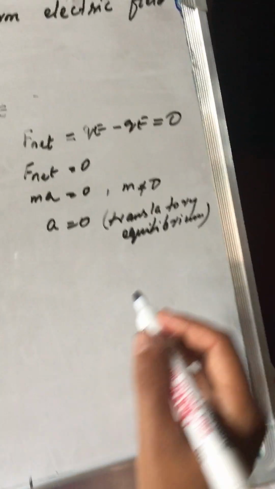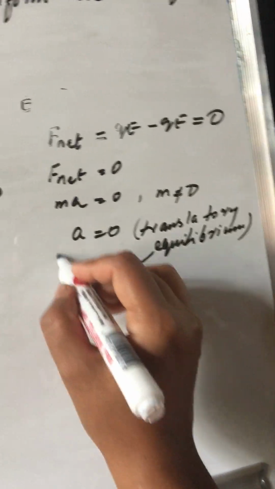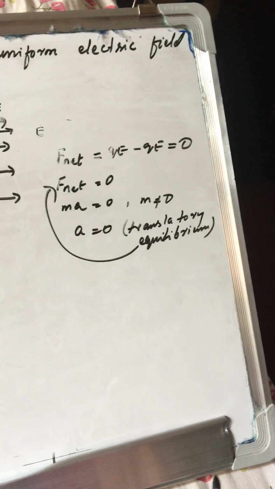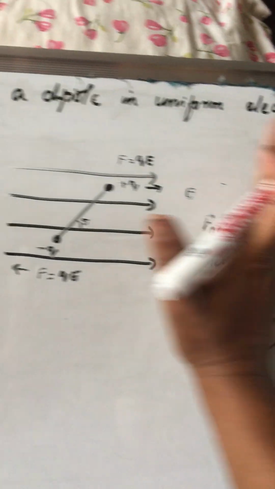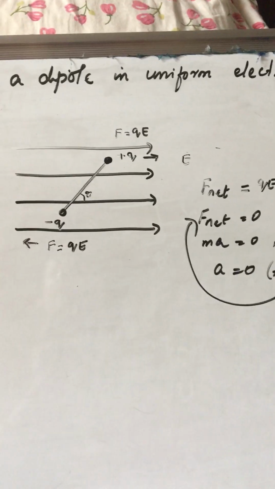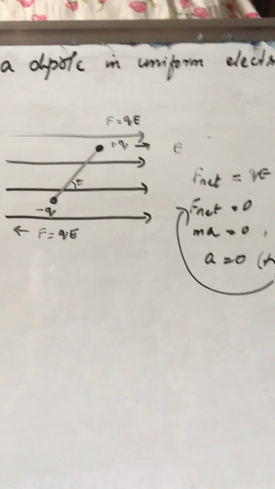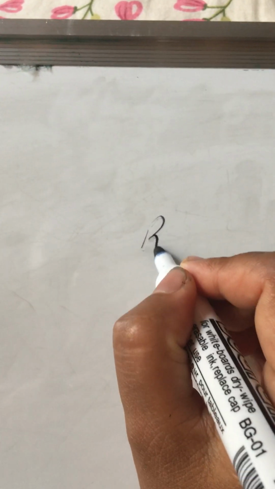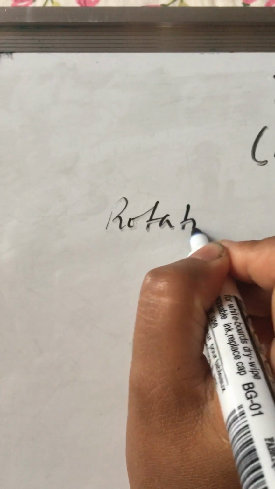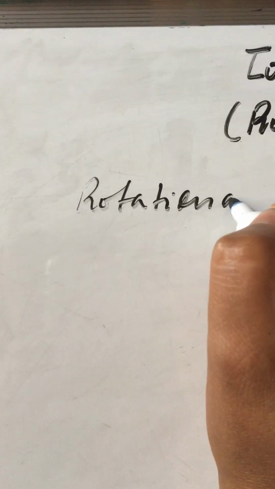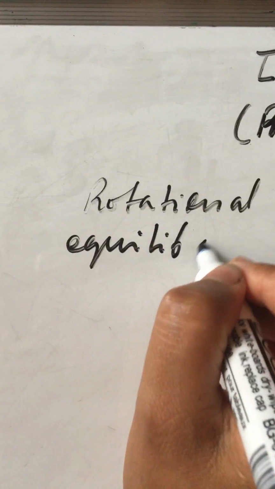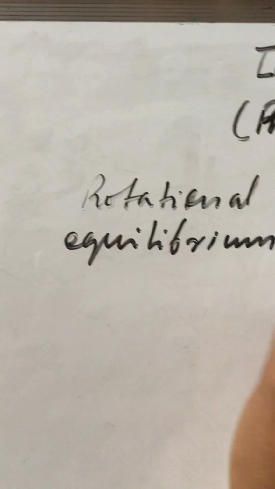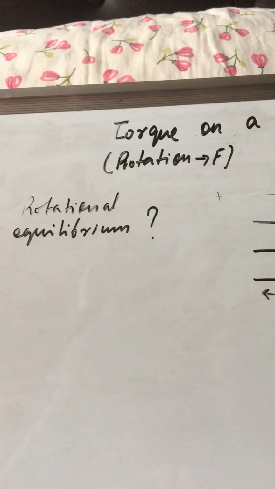Equilibrium means what? Equilibrium means the force is 0, right? So it is not going to move across any of the linear directions. But what about the rotational? Is it in rotational equilibrium? Now, the question comes, is it in rotational equilibrium? Okay, we need to check it. All right, is it in rotational equilibrium?